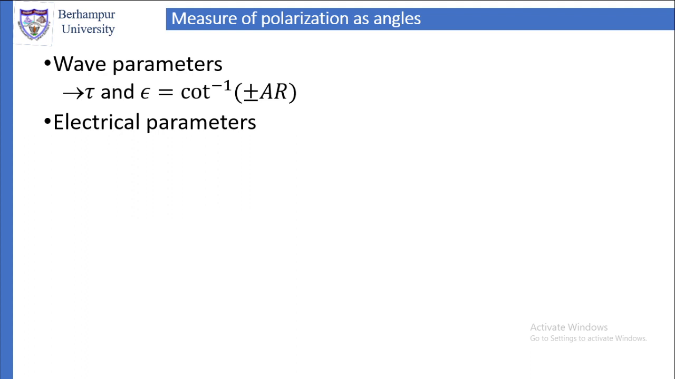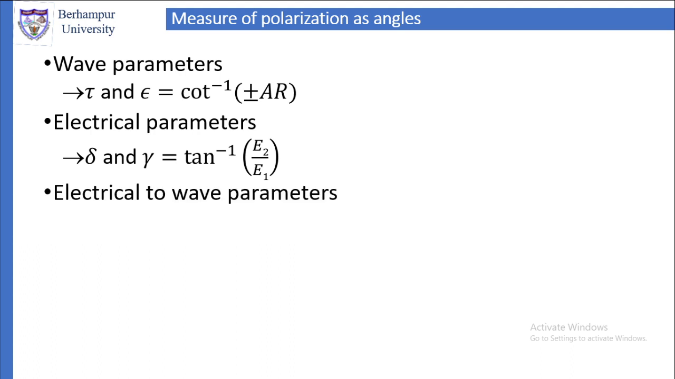Then the electrical parameters, in terms of measure of polarization, in terms of angles. Like in wave parameters, we know tau is an angle, then we define another angle epsilon, which is cot inverse of plus minus AR. Similarly, for electrical parameters, we know delta is an angle. Then we define another angle, gamma, which is tan inverse of E2 by E1.